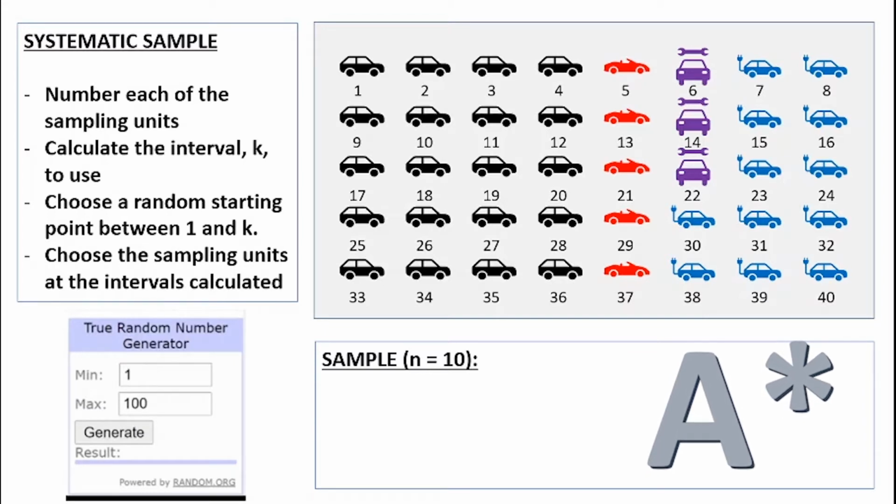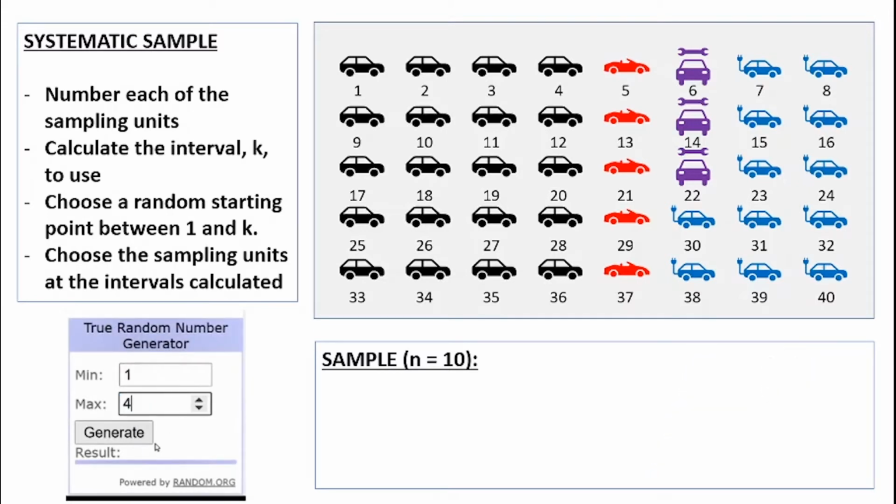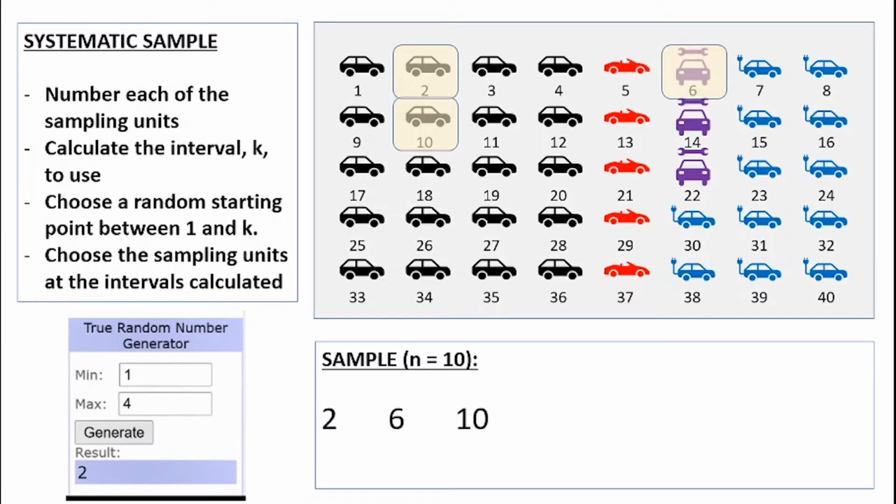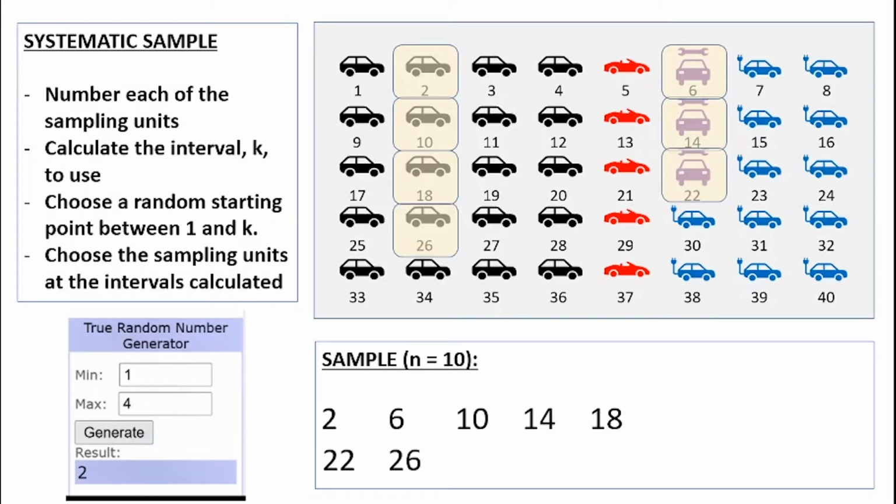So I'm going to use my random number generator. The limit should be between 1 and the value calculated for k. So set the limits between 1 and 4, choose a random number, and we've got the number 2. So the first sampling unit to join the sample is going to be car number 2. From here, I'm just going to skip forward by the interval. So I'm going to go forward by 4 cars, and car number 6 is also part of the sample. So is car number 10, number 18, and so on and so forth. So 22, 26, 30, 34, and 38. And these are the sample.